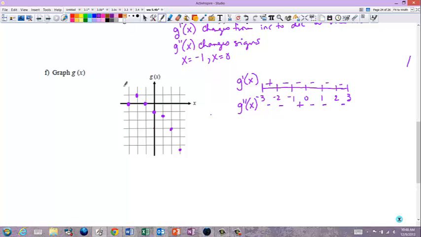So from -3 to -2, it's increasing, concave down. From -2 to -1, decreasing, concave down. At -1, it's decreasing, concave up. At 0, from 0 to 1, it's decreasing, concave down, and it's concave down, decreasing the rest of the way. So it should look like that.